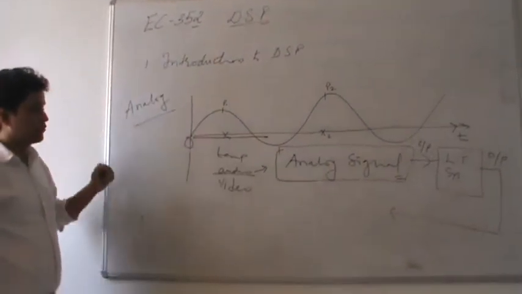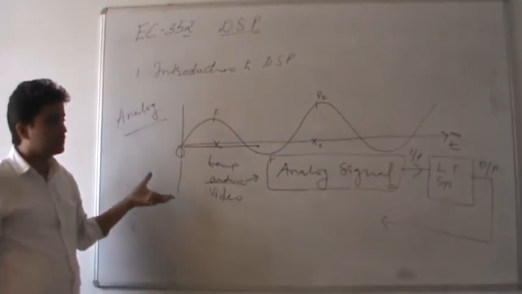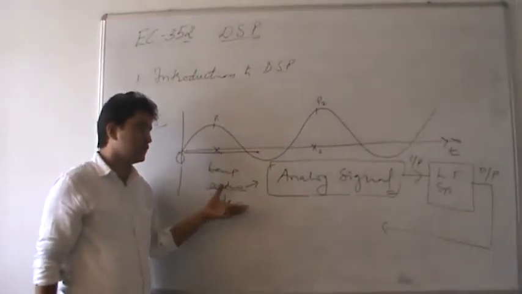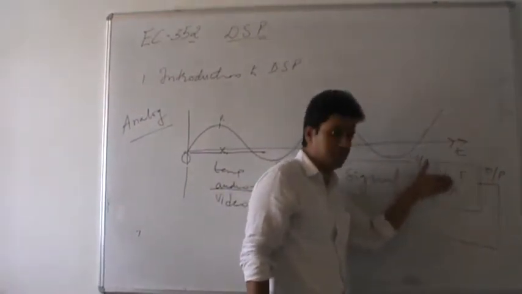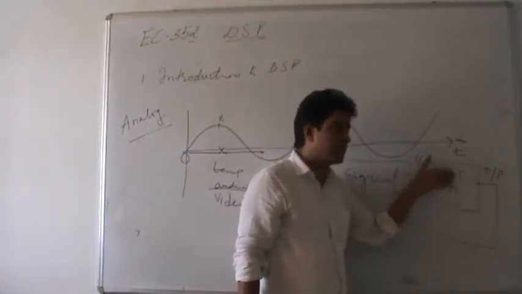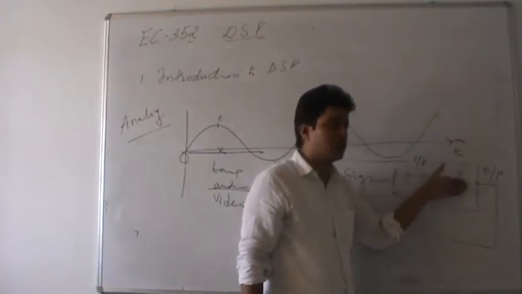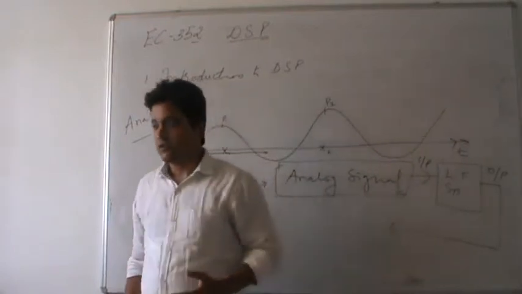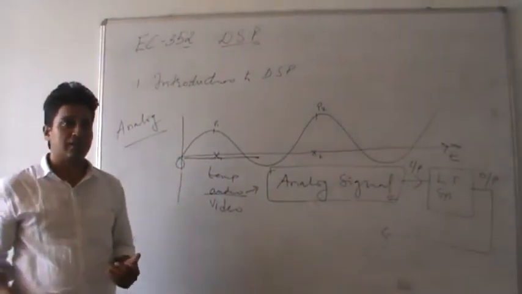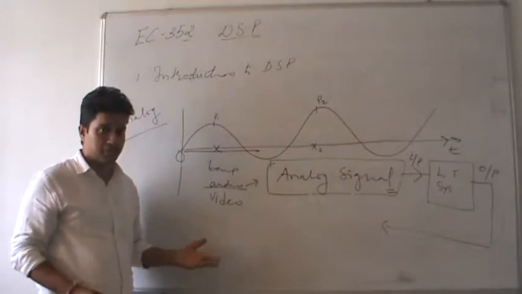So the first part is analog signal. The problem with analog signal is that the processing is complex. Processing at real-time speed is tough and difficult. Once it is complex, it is costlier, so it is not easy to implement on hardware. The alternate solution we have nowadays is digital signal processing.